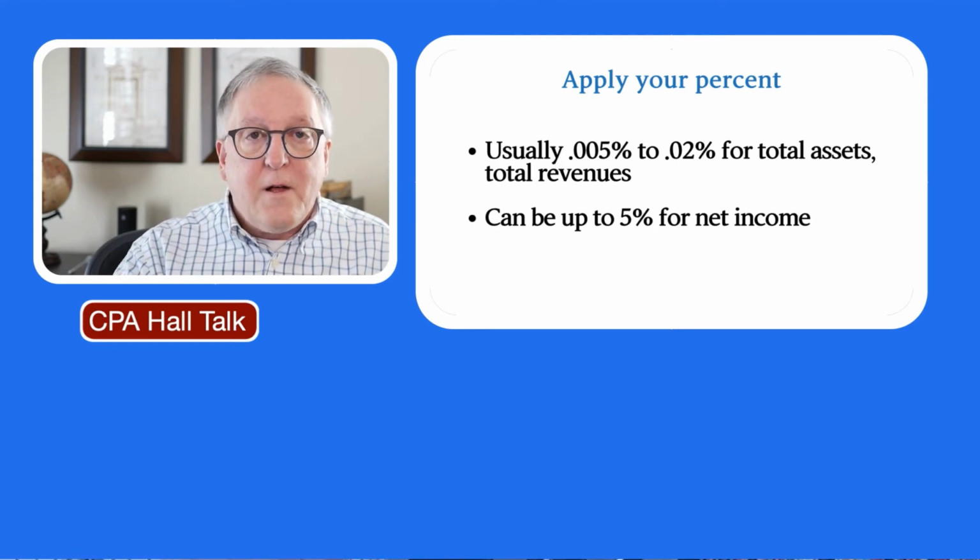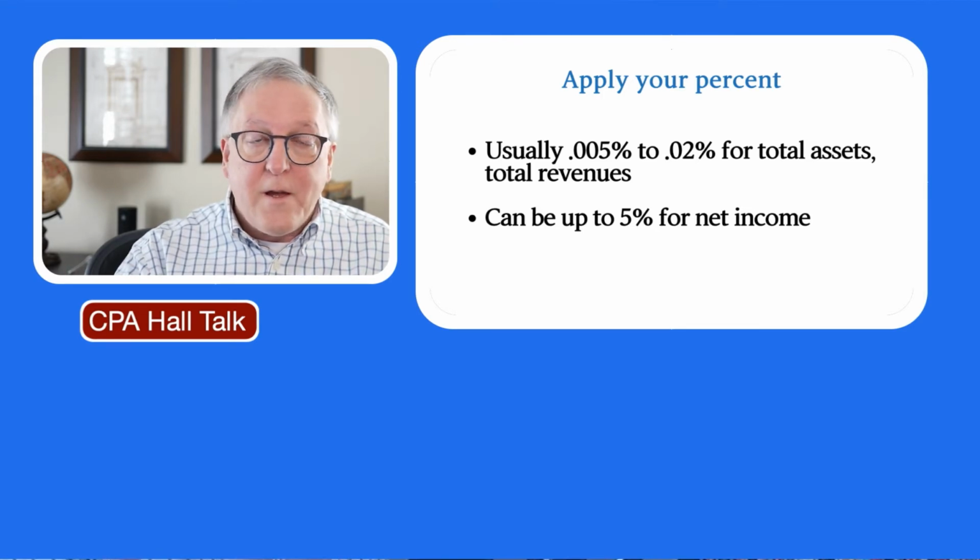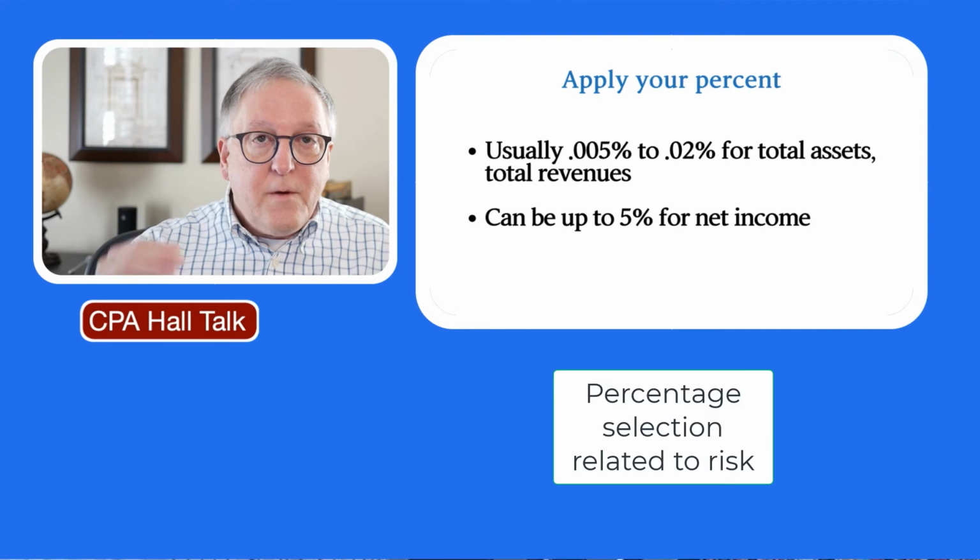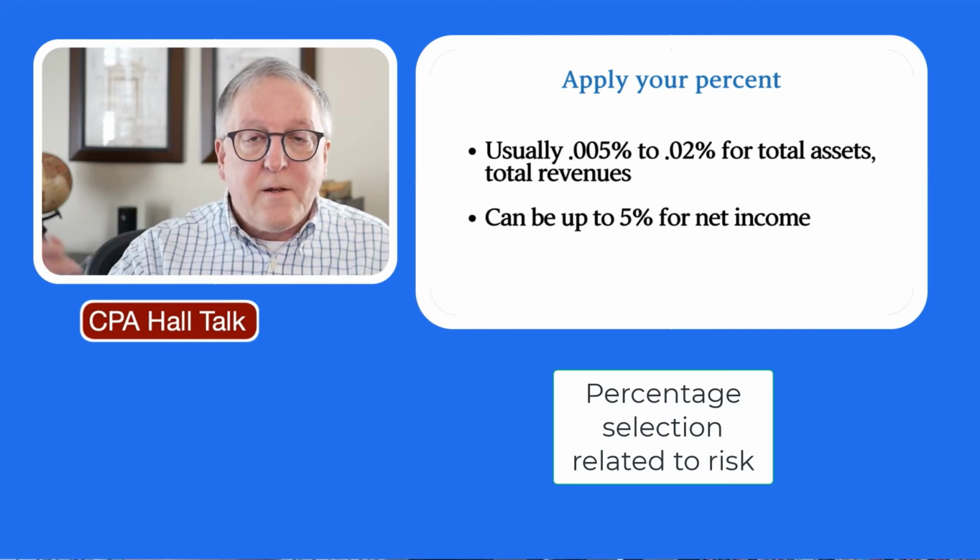Conversely, if you have a client that does a really good job and say you've been doing the audit for 10 years and you hardly ever have a proposed audit adjustment, well, now we're going to bring that percent up, and we might use, say, 2% of revenues rather than, say, a 0.5%. So you see how the percentage selection is related to the risk.